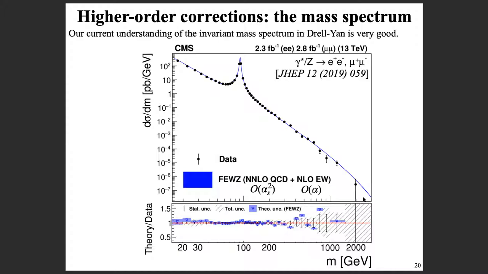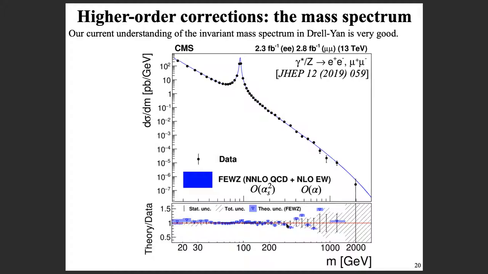So in this plot, you see a comparison between the data taken by CMS and a prediction at next to leading order in QCD, which means including up to order alpha_s squared in the partonic cross-section, and this also includes next to leading order electroweak corrections, which means including order alpha corrections. And so you see that the agreement between the data and the prediction is actually remarkable. So I mean, they are really spot on. So this means that higher order corrections are important.